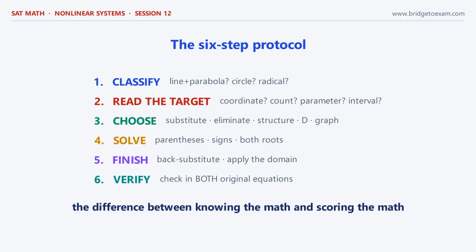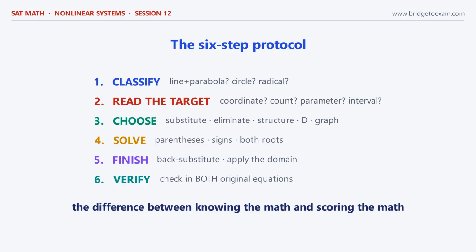2. Read the target. What exactly is being asked? A coordinate? A count? A parameter? A sum? An interval? Underline it. This is the step that saves the most points. 3. Choose the shortest method. Substitute, eliminate, use structure, check the discriminant or graph.